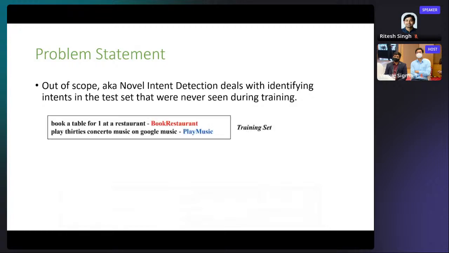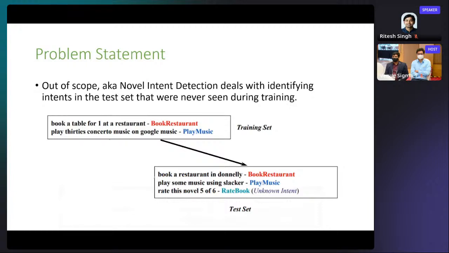The first one, book a table for one at a restaurant, is a book restaurant intent category. Play 30s concerto music on Google Music is a play music intent category. Now these two different intent categories comprise the training set. At the time of testing, these two intent categories are present.